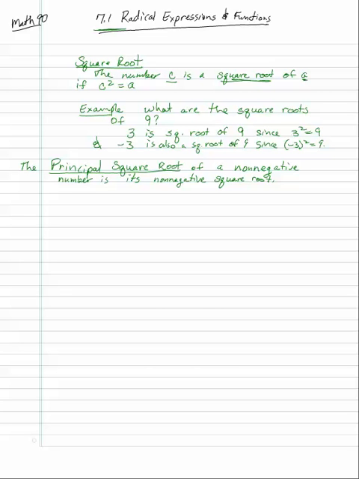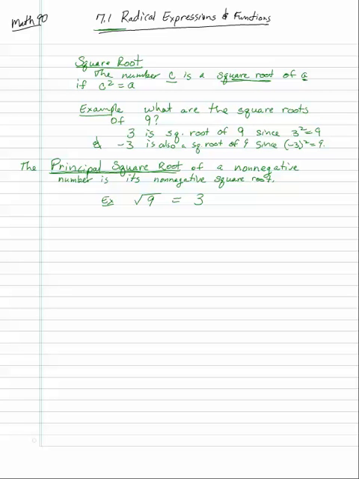Okay, so since each positive number has two square roots, one positive and one negative, we like to be a little more precise, so we have what's called the principal square root. The principal square root of a non-negative number is its non-negative square root. So for example, if I asked you the principal square root, that's the symbol, of 9, it is the positive square root of 9, which is 3.